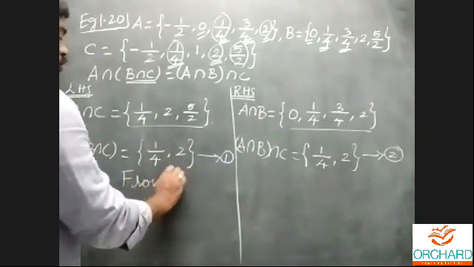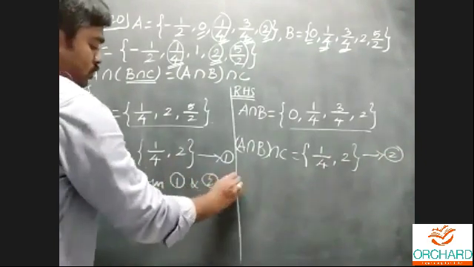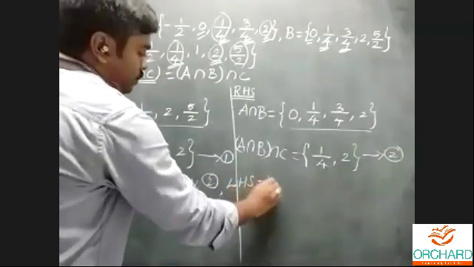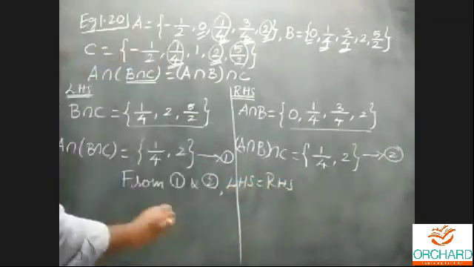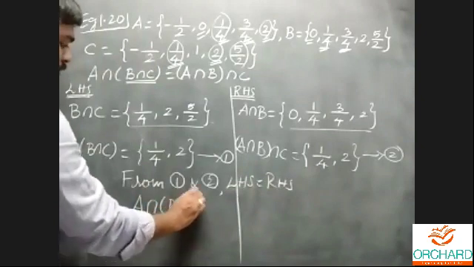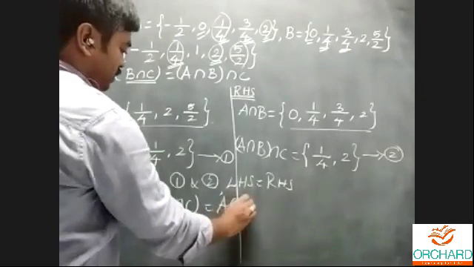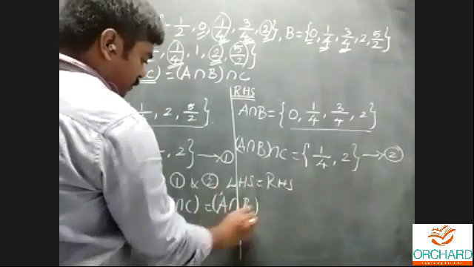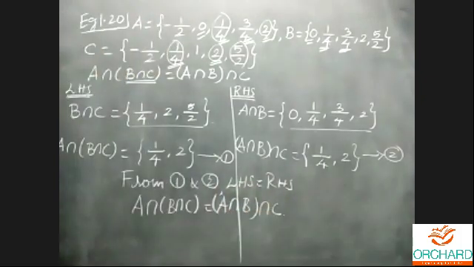From 1 and 2, LHS and RHS are equal. What about your LHS? A intersection B intersection C is equal to A intersection B intersection C. Yeah, this is the intersection between the three sets. Associative property of intersection between the three sets.